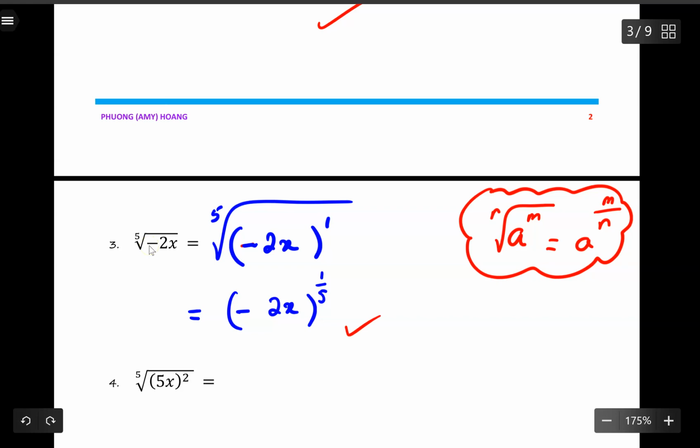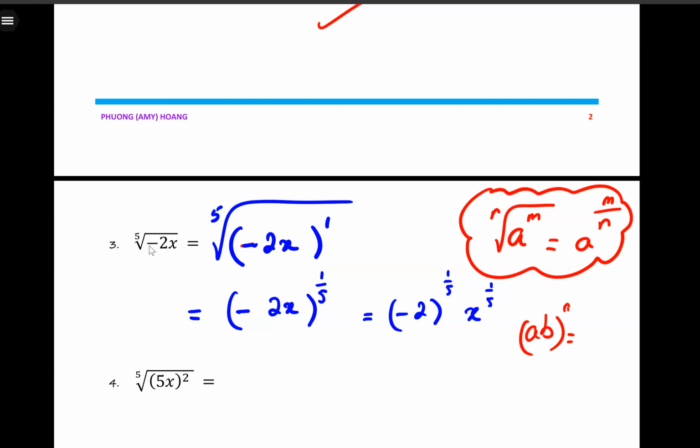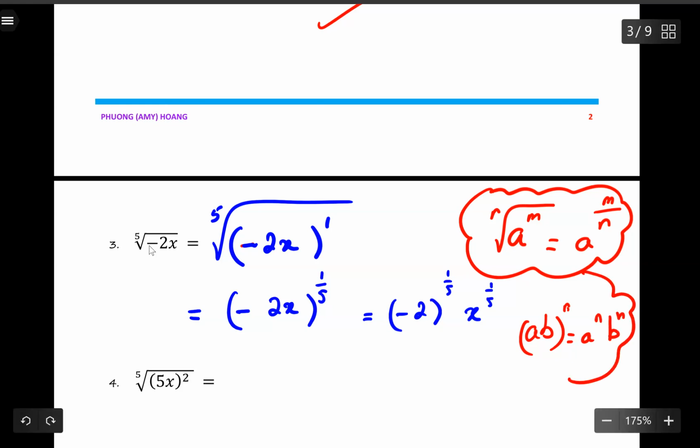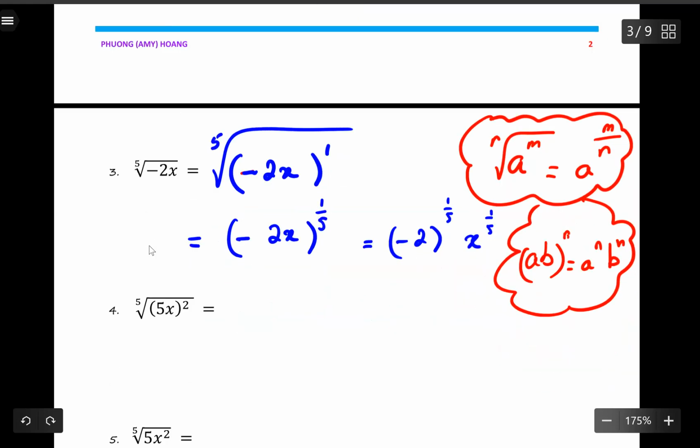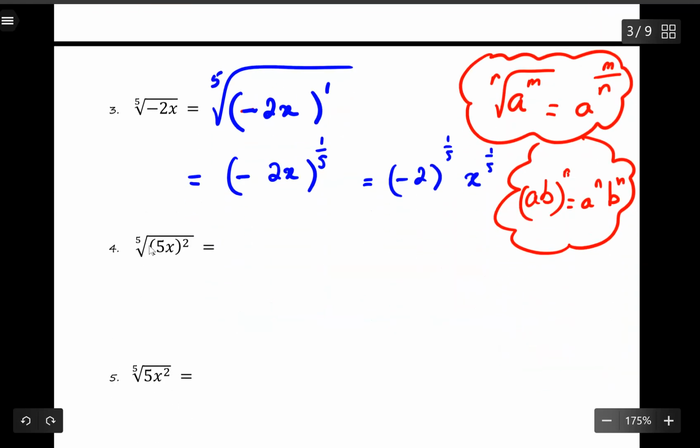So that's what we have. And if you want to expand a little bit further, you can write it as negative 2 to the exponent 1/5, and then x raised to the exponent 1/5, because I can use these formulas. If I have a product inside a bracket, and I raise both of these to the exponent n, then I can raise each of them to the exponent n. So many formulas that we can apply in this case.